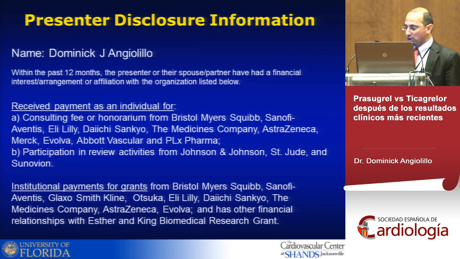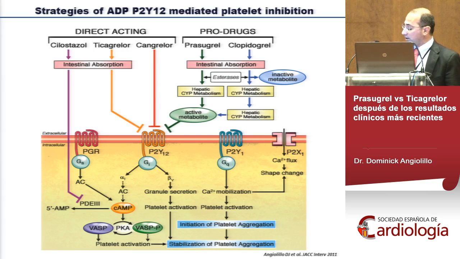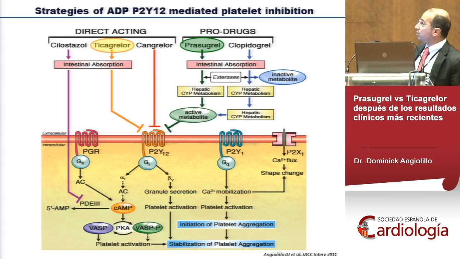These are my disclosures. So as a way of introduction, we do know that there is a clear need for improving P2Y12 mediated platelet activation. And definitely the two new strategies are represented by prasugrel and ticagrelor. Just very quickly, as you know, prasugrel is a third generation thienopyridine, so same family as clopidogrel, but with the main difference, it has a more favorable pharmacokinetic profile, therefore generates more of the active metabolite, which irreversibly blocks the P2Y12 receptor. On the other hand, ticagrelor is a first in class of a new drug, which is called CPTP, and has direct mechanism of action with reversible binding on the P2Y12 receptor.